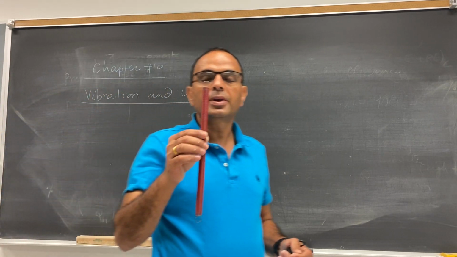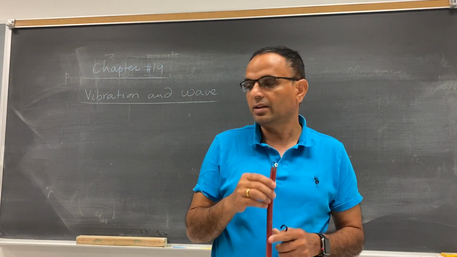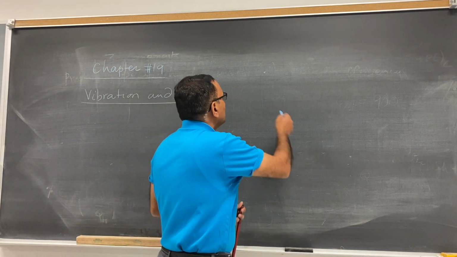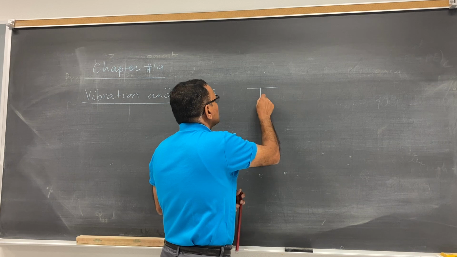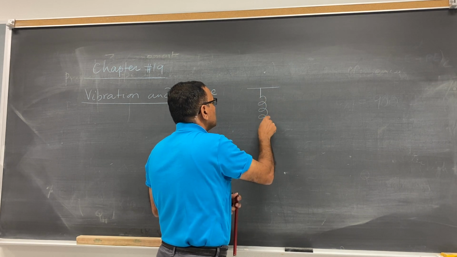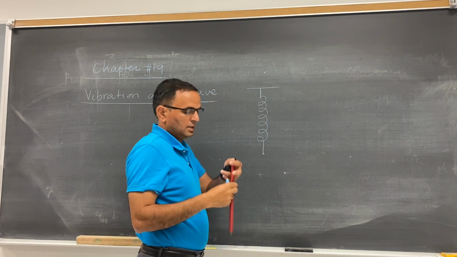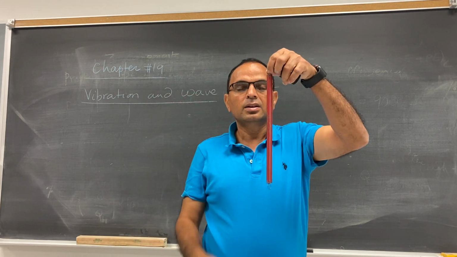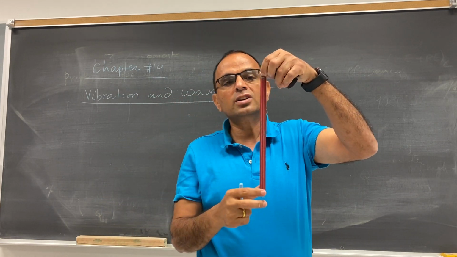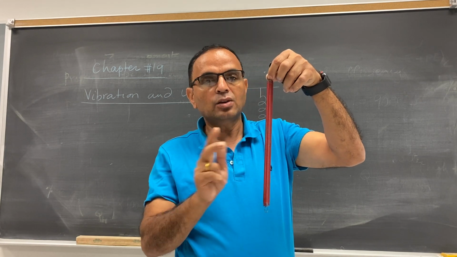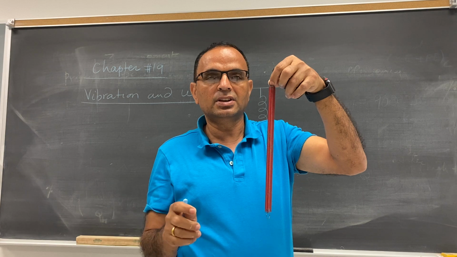I have a spring. Okay, this is the spring. So you can draw, let us suppose, this is the spring. I do not count the mass of the spring. Okay, I ignore the mass of the spring. Right now there is no change in length of the spring.